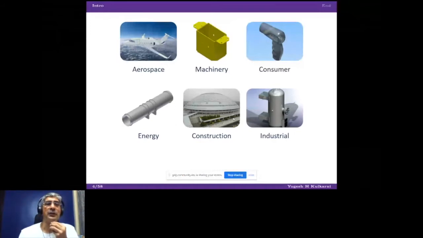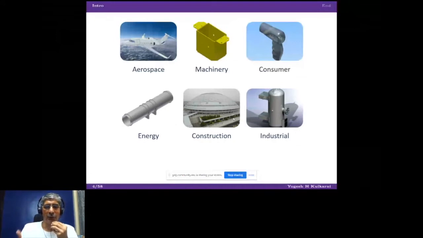You can see quite a few products around, including aeroplanes, cars, construction, and many more. These are designed so that they serve a purpose. And many times the purpose is strength. It should take some weight, and it should not bend, it should not fall apart, it should not get destroyed by just weight. So this is the domain.